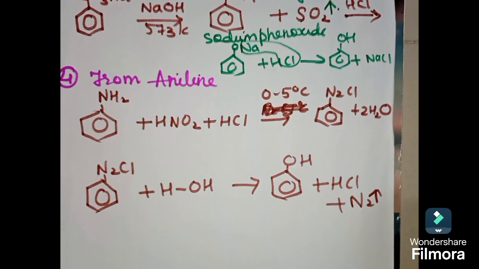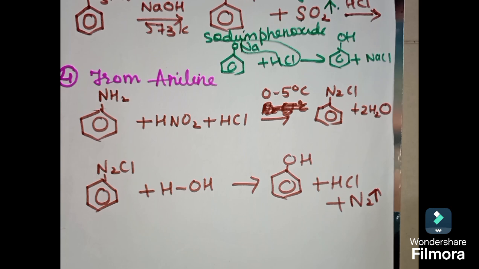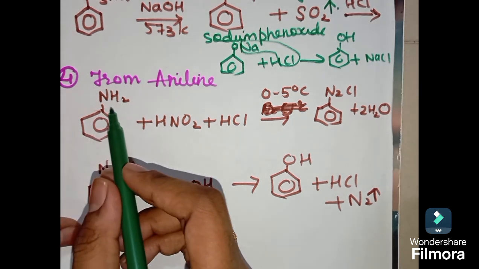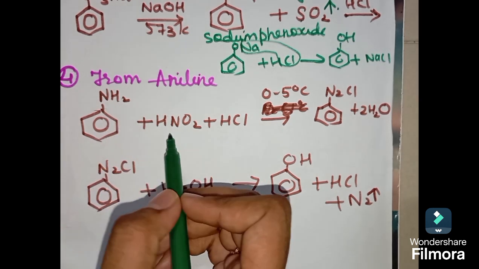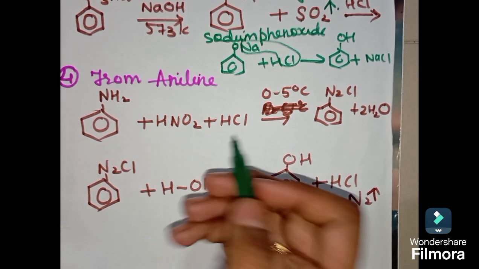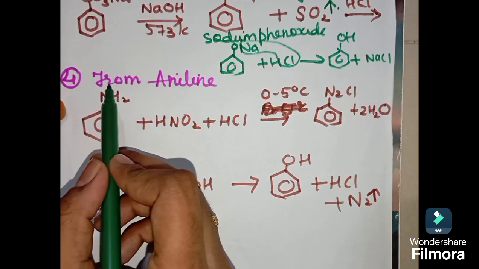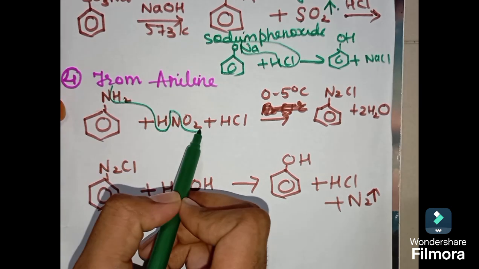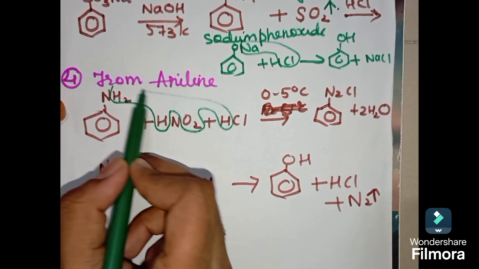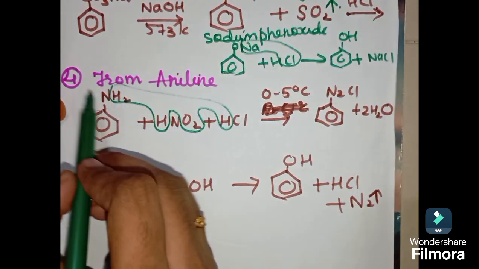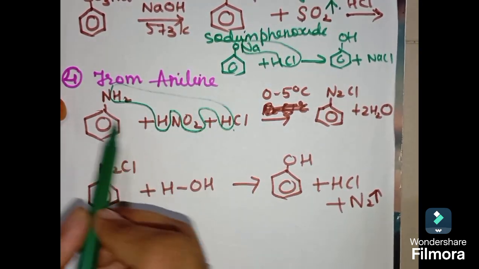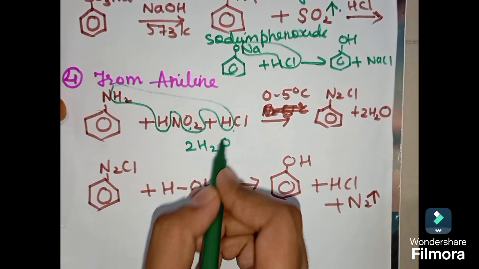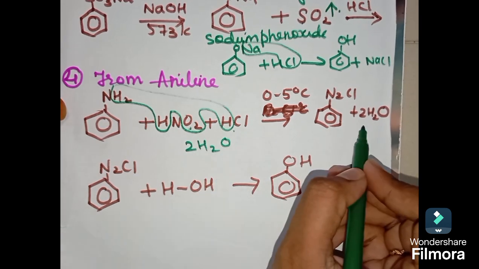Now next is from aniline. I have told you what aniline is: an amino group attached to a benzene, that is aniline. NH2 attached to benzene. And then I have to react it with HNO2 and HCl. Now students, what you have to do here, take out all the oxygen and hydrogen. H2, oxygen I am taking over here. So how many H do I have? I have 4H, right? 1, 2, 3, 4. And how many oxygens? I have 2 oxygen. So it leads to the formation of 2H2O, right? 4 hydrogen and 2 oxygen. So that I have taken out.